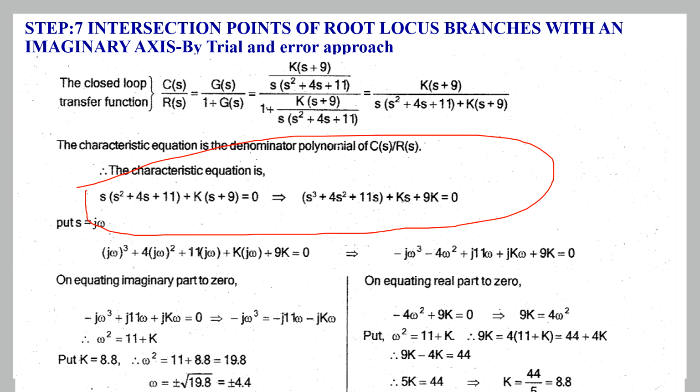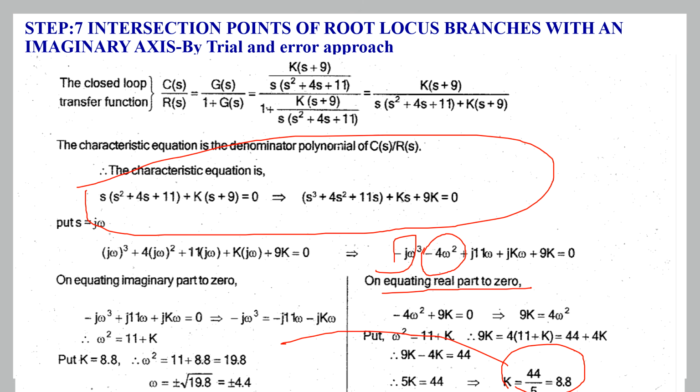We know that j square is minus 1. So j goes off here as j square is minus 1. If we have j cube, it will give minus j. Like that we frame this equation. Then separate the real component and imaginary component. Equate the real component to 0. When we equate the real component to 0, I got k as 8.8.